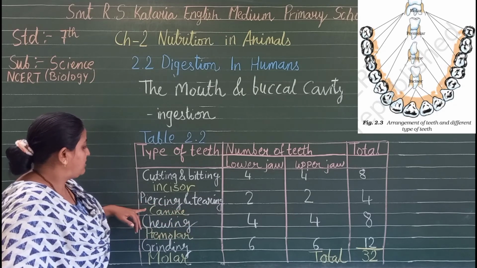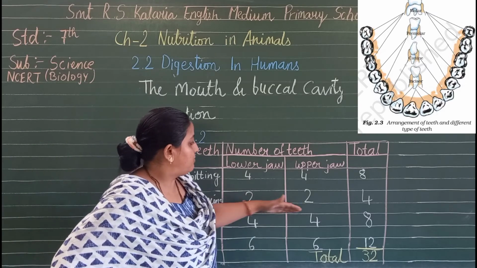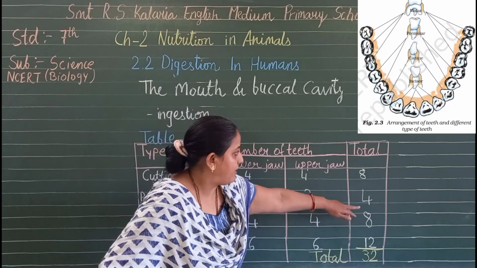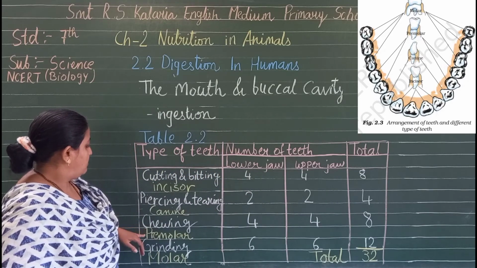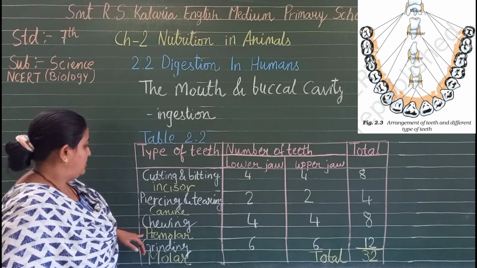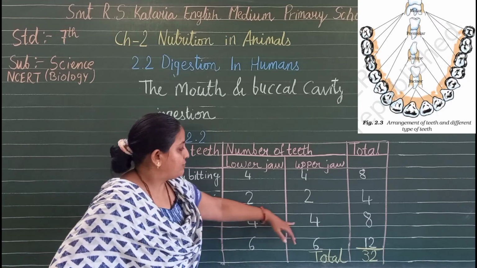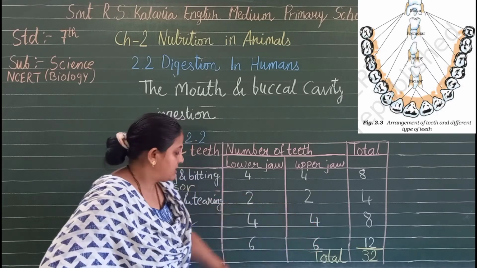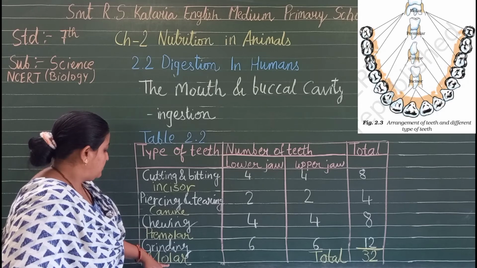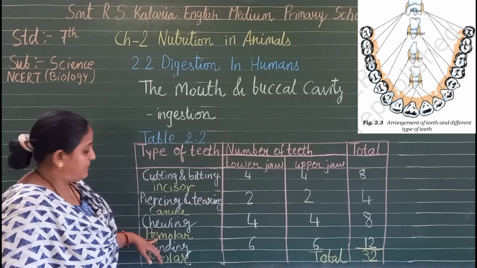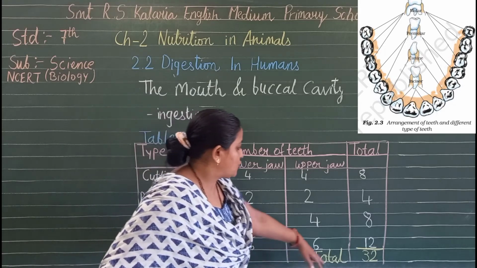The next function is piercing and tearing. That type of teeth is known as canine. There are 2 in the lower jaw and 2 in the upper jaw, so 4 in all. Next we have the premolar, and its function is to chew. That is 4 and 4, a total of 8. Last we have molar teeth, which grind the food into fine particles. That is 6 and 6, so a total of 12.